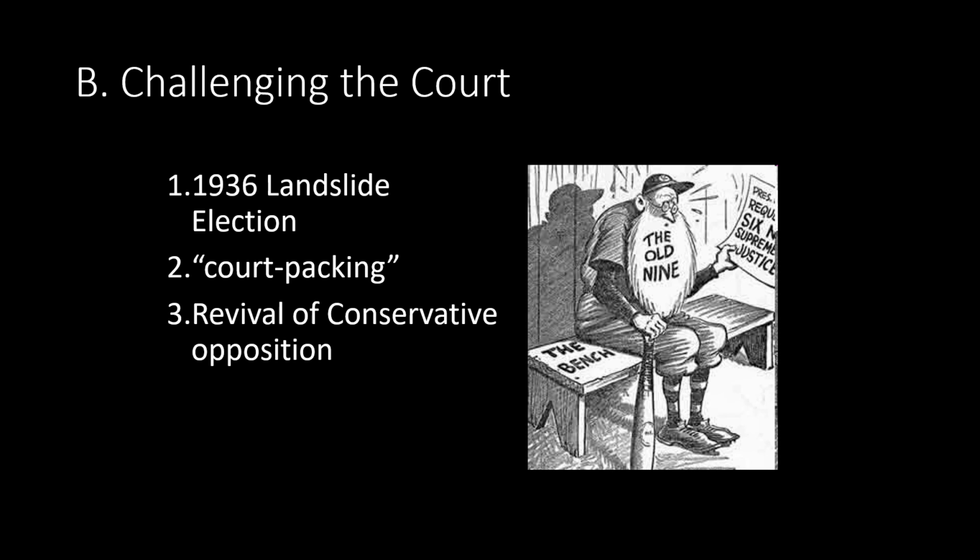Challenging the court. Believing he had won a mandate for his agenda, FDR turned his attention to the greatest hindrance of his plan, the Supreme Court. He introduced a plan to increase the size of the Supreme Court from 9 to 15 members, along with 50 more federal judges. This would allow him to appoint these new judges and, as he hoped, counteract the anti-New Deal feelings of his existing court.